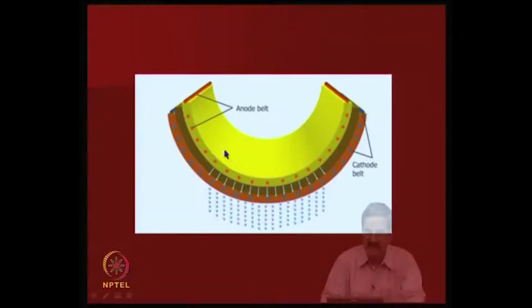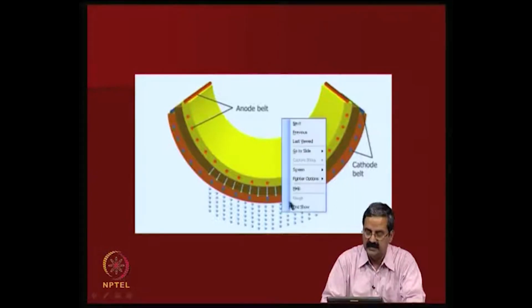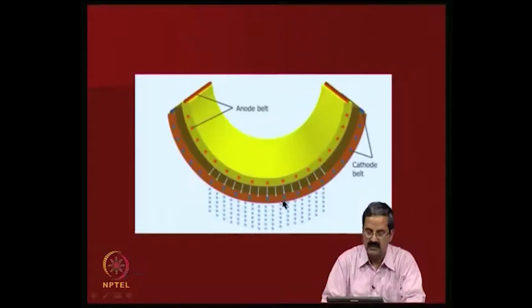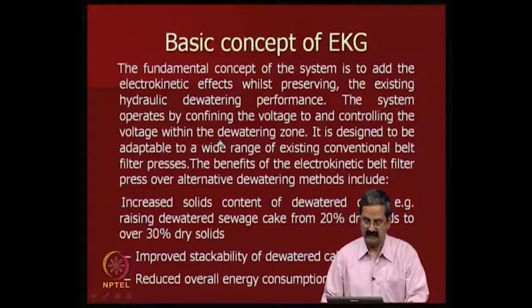So, what they do here, you have an anode belt and a cathode belt. In the same thing, in this particular belt, they are trying to do this particular process here, which is quite efficient. In the regular sense, they have normal belts, but think of this arrangement where the advantage would be that it is quite effective.